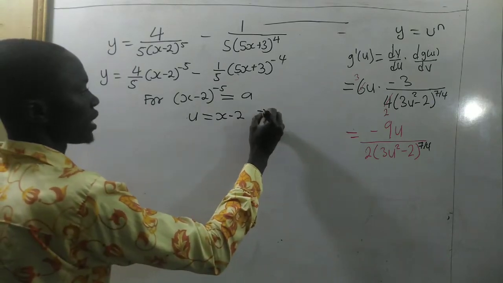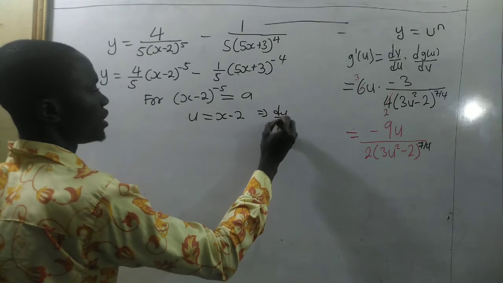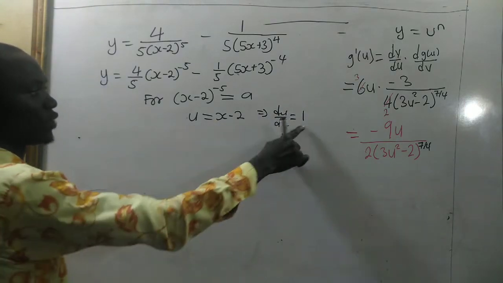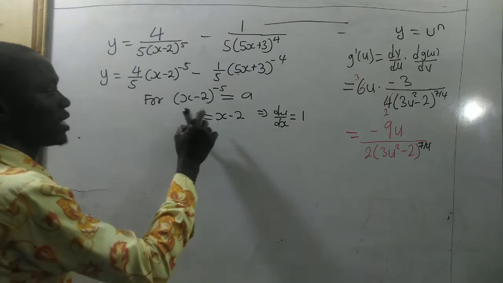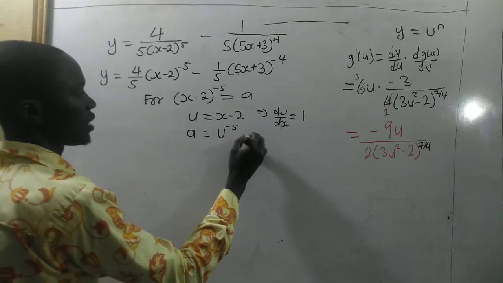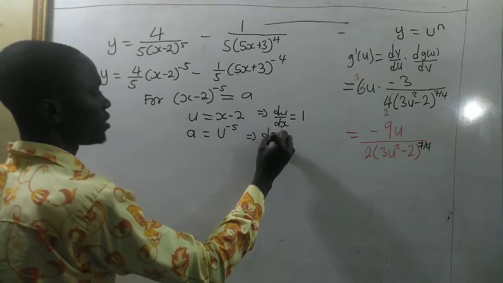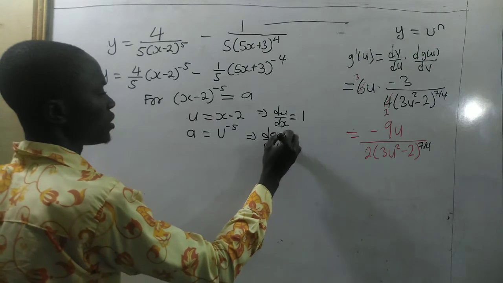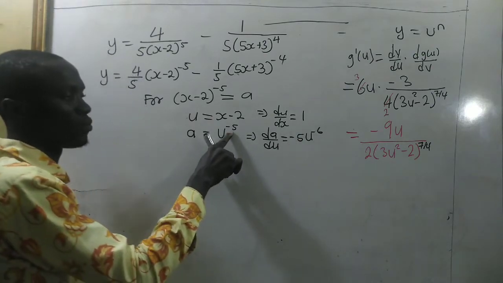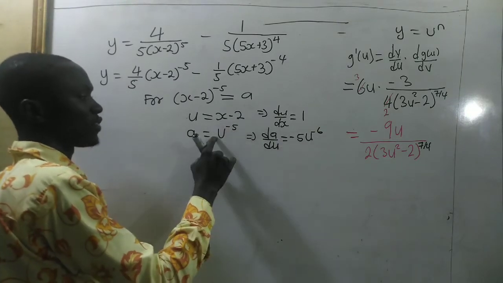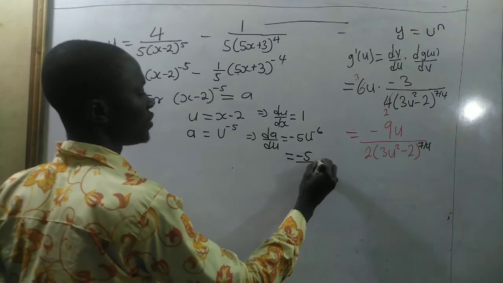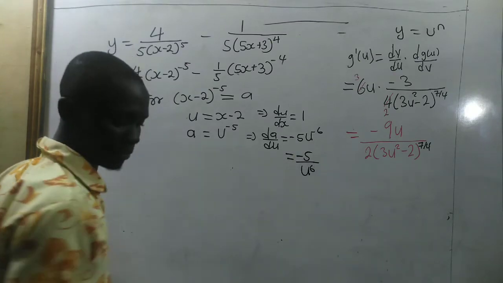Then we take du on dx to be equal to positive 1. If we differentiate this, you get 1. If we differentiate this, you get 0. It's a constant. And then we have A equal to u to the power minus 5. This implies that the derivative of A with respect to u is equal to minus 5u to the power negative 6. If we take 1 from this, you get minus 6. If we multiply minus 5 by this, you get this. And this will be given as minus 5 divided by u to the power 6.